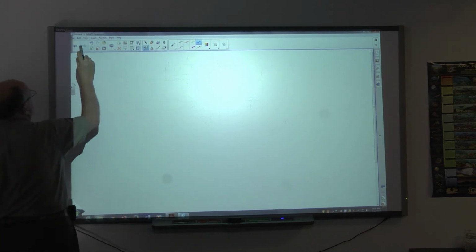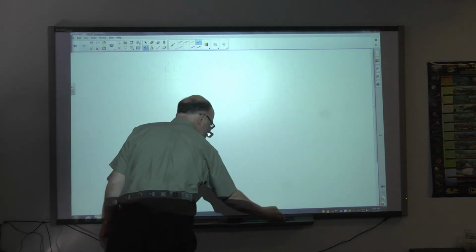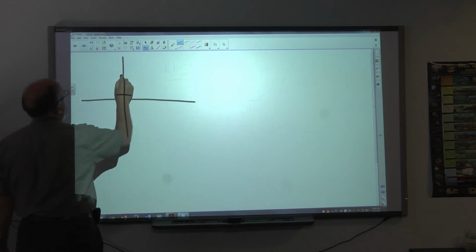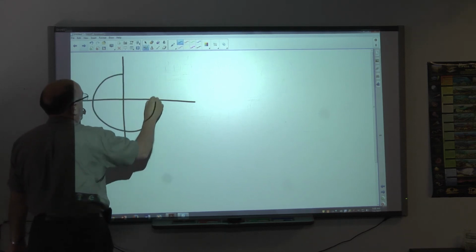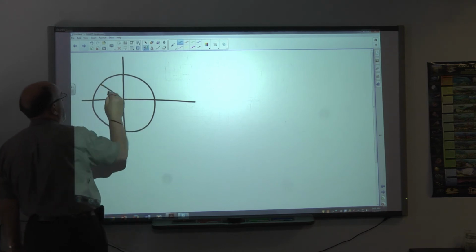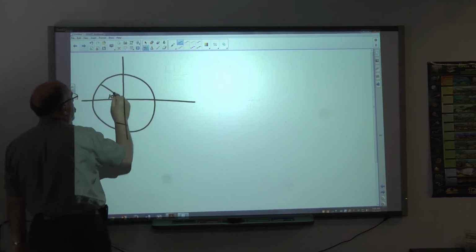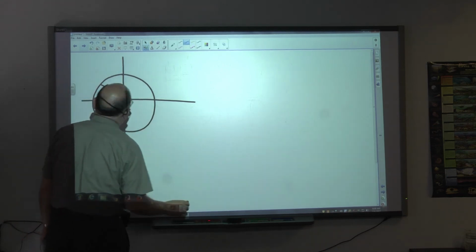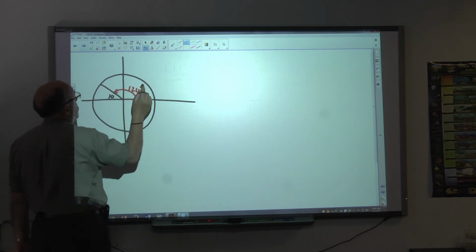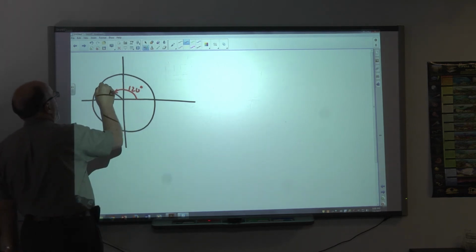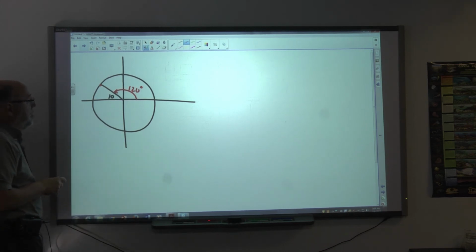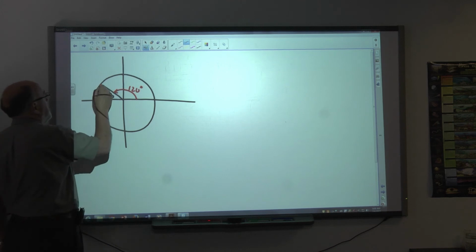What's the other thing you should be able to do? Let's say I have a circle, something like this. My radius is 10, and this angle is 120 degrees. I want to know what the x and y coordinates of that point are.